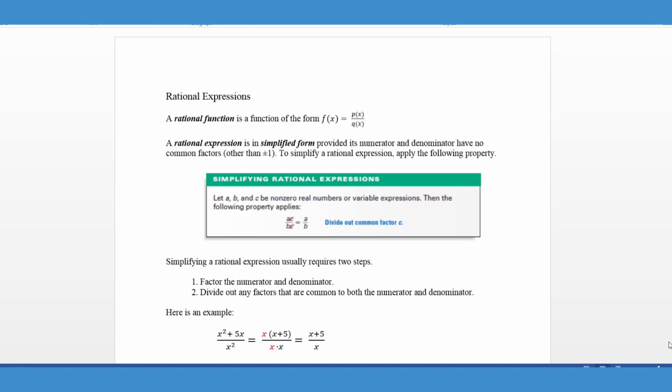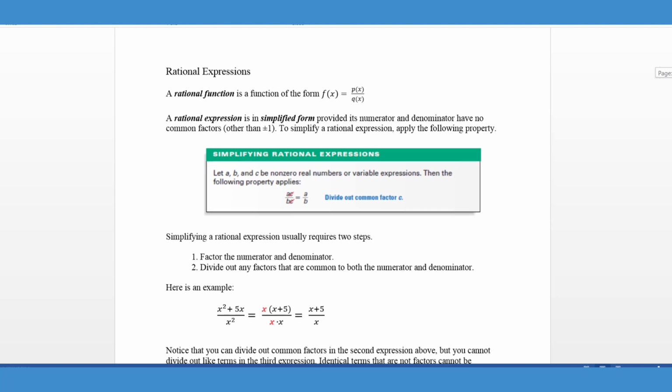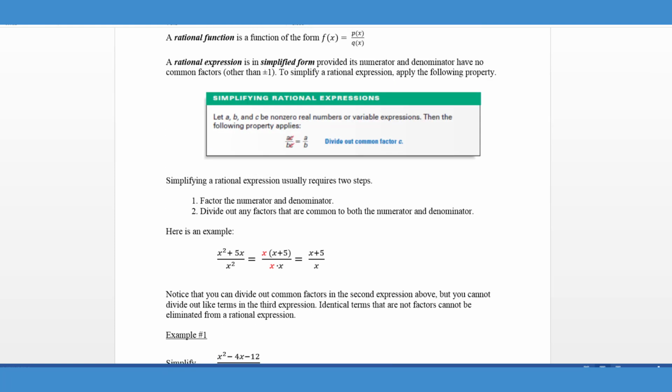rational expressions. So let's just take a quick look here and review a little bit the rational expressions. If we want to simplify a rational expression, basically we want to cancel out any common factors that are in the numerator and the denominator. So we first of all have to be able to factor everything comfortably before we thus eliminate or divide out any of those common factors.